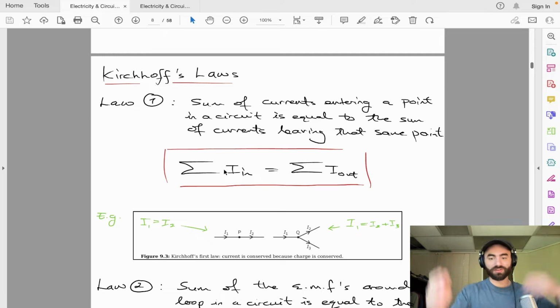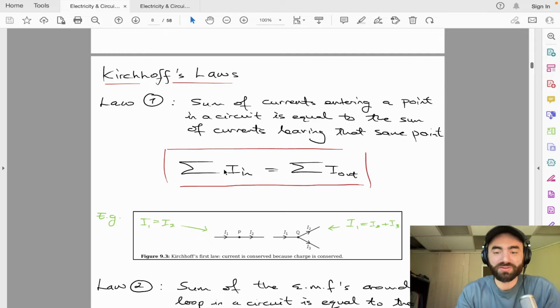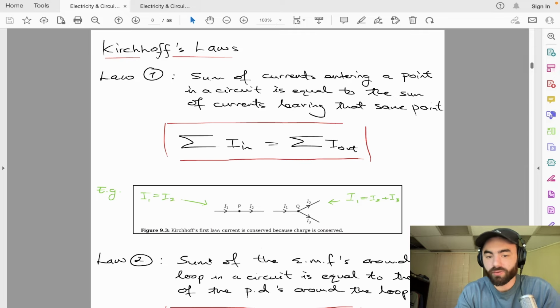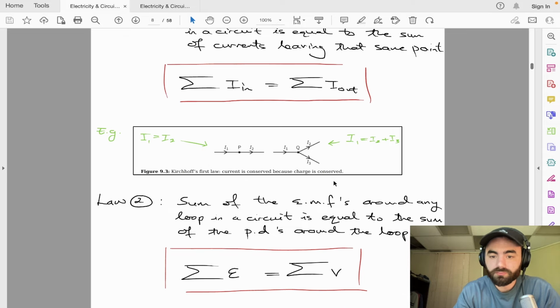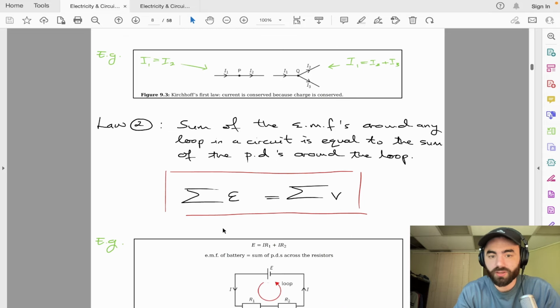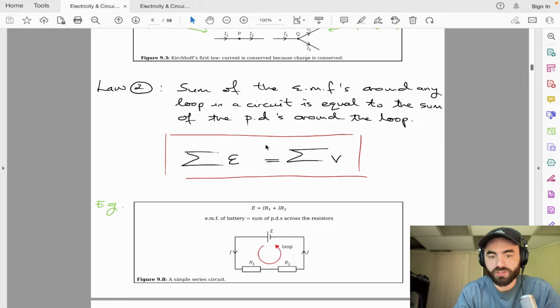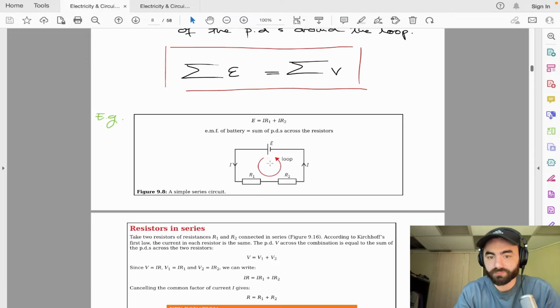Okay, and now Kirchhoff's laws. What's going on here? There are two laws. The first basically says that the current in equals the current out. So the current into any point in the circuit equals the current out. It's basically the conservation of charge. That's an important law. The other law you need to know is the second law, which is about EMF and voltage. The sum of the EMFs around a closed loop or circuit is equal to the sum of the potential differences around that circuit.